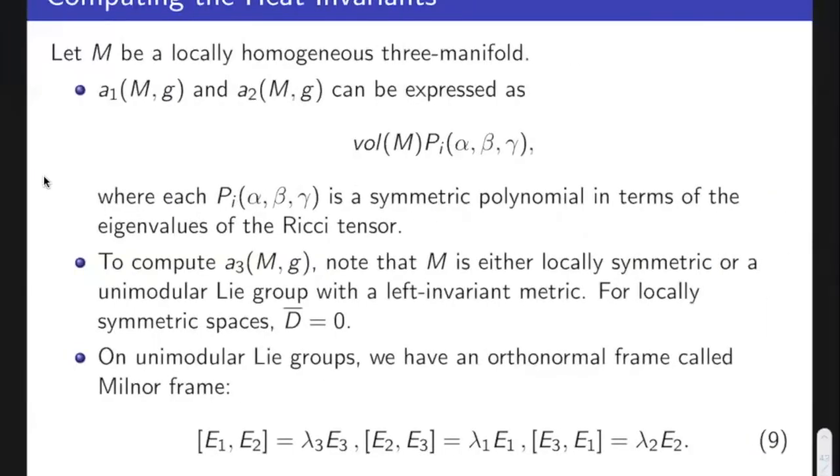Now to compute the heat invariants for quotients of unimodular Lie groups with a left invariant metric, we use this frame we call the Milnor frame. You find an orthonormal frame E1, E2, E3 such that these relations hold.